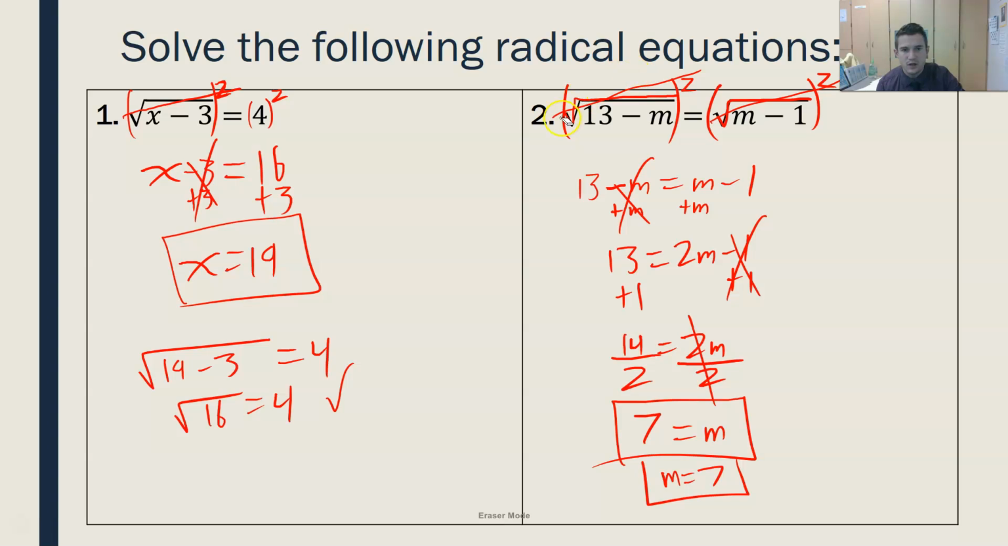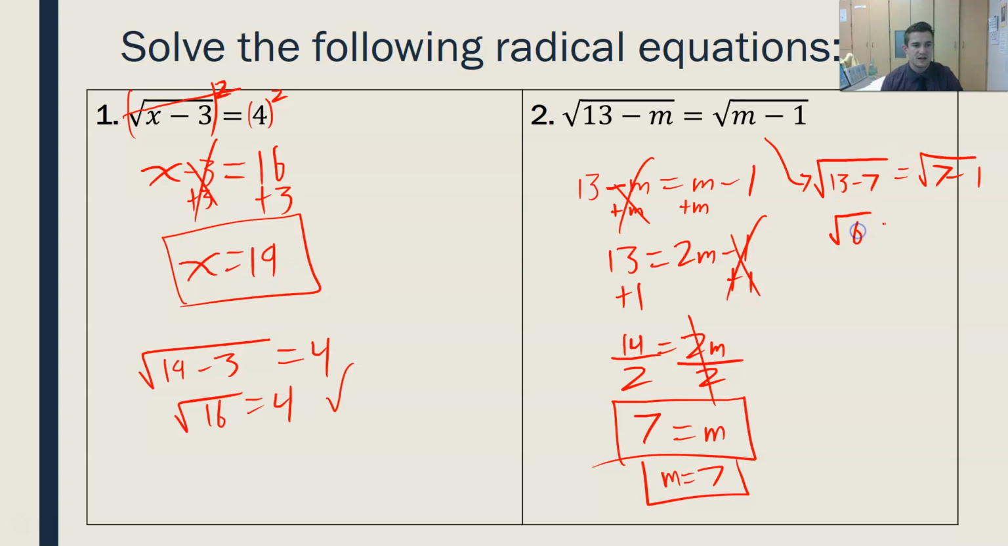So let's go ahead and plug that back into my original equation, just to double check that that's going to work. If I take the square root of 13 minus 7 equals the square root of 7 minus 1, that's the square root of 6 equals the square root of 6. That's going to work out just fine. It's going to be good. So my answer is 7.